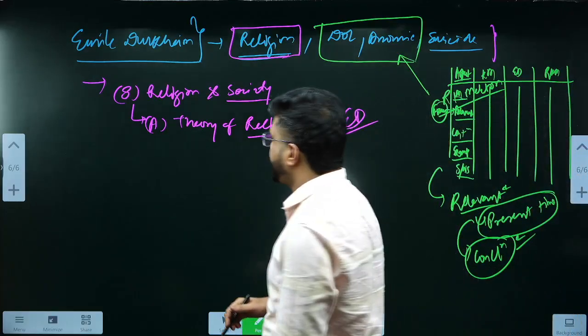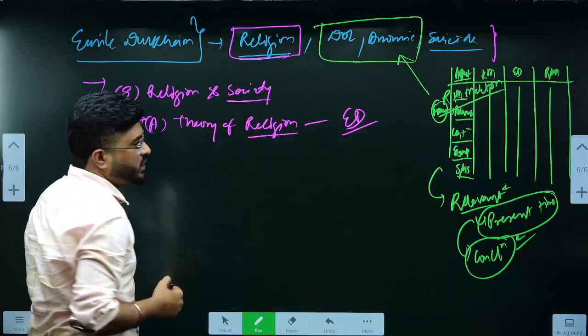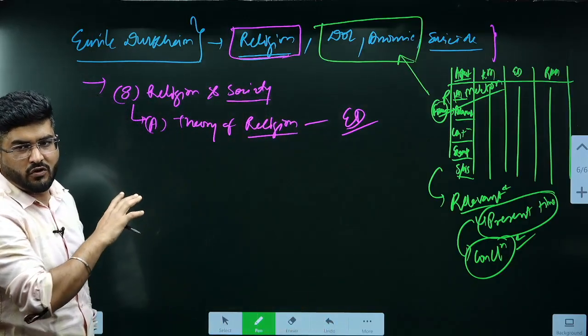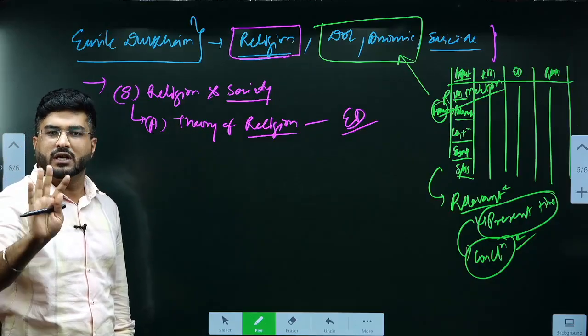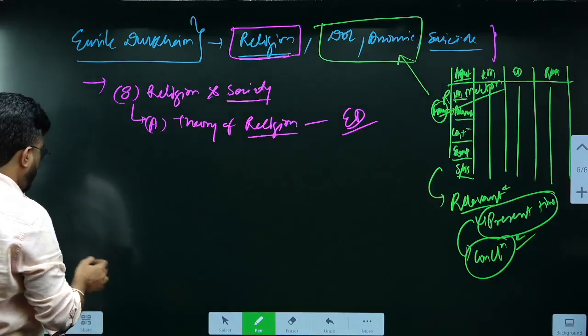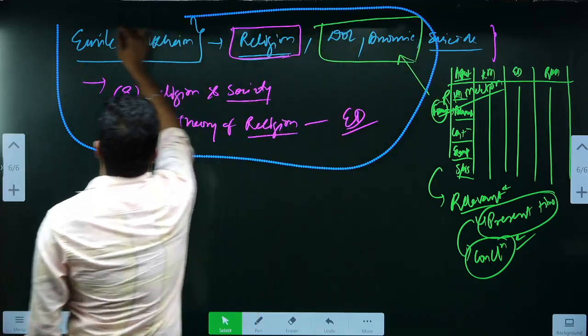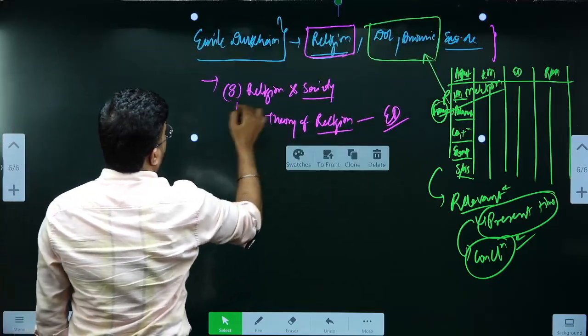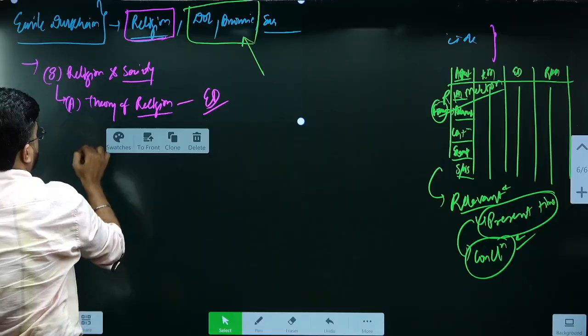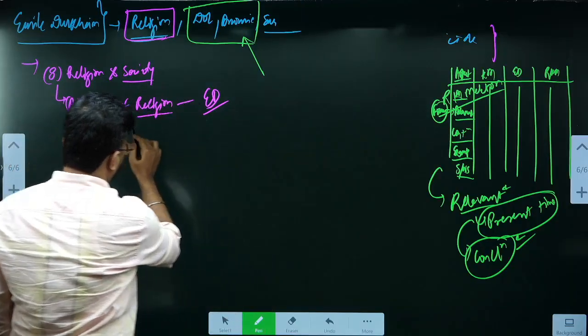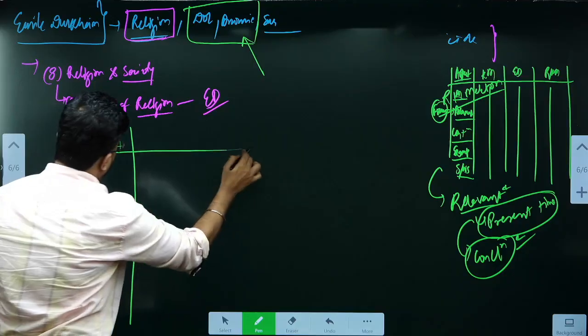Okay. Then when we talk about religion, the question also comes on the basis of comparative analysis between different thinkers related to religion. Again here you have to think about making a comparative chart on different aspects.